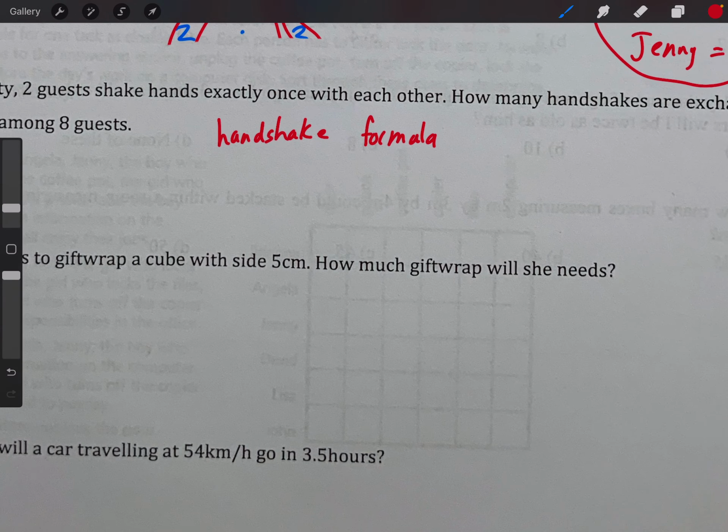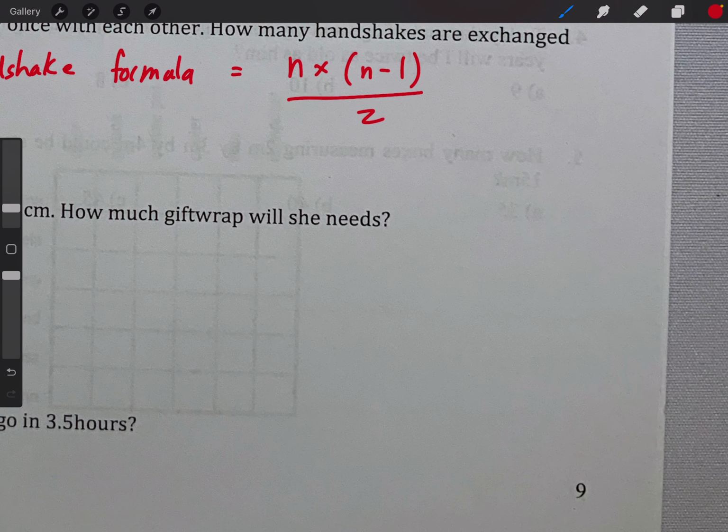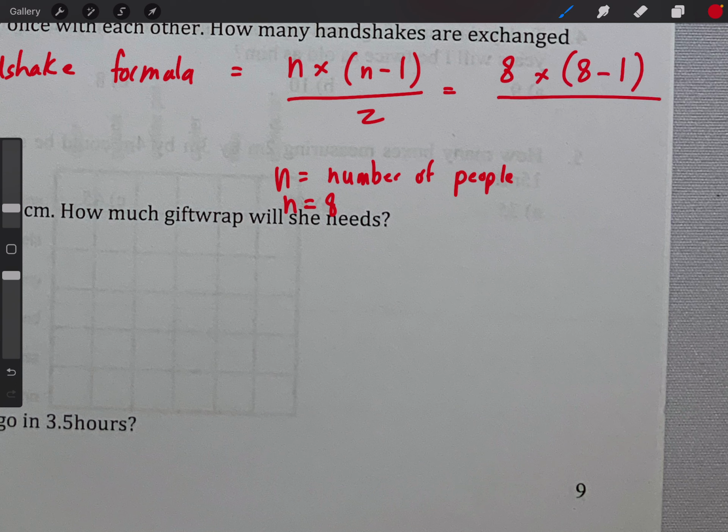Handshake formula is equal to n times n minus 1 divided by 2. So if you have 8 people, n equals the number of people. So if n is equal to 8, then you just do this. You get 8 times 8 minus 1 divided by 2.